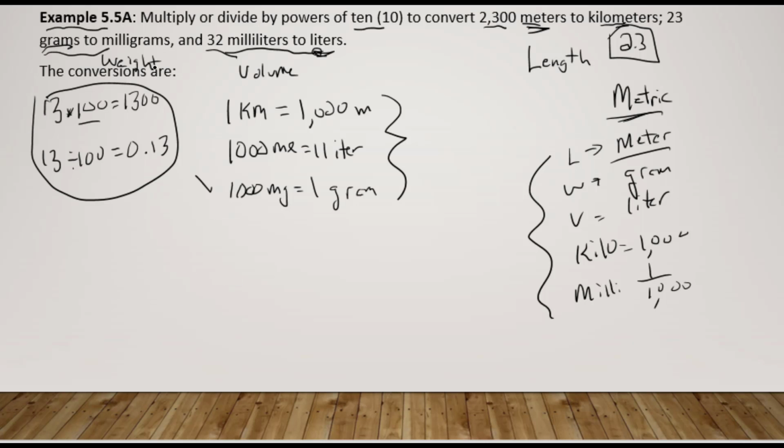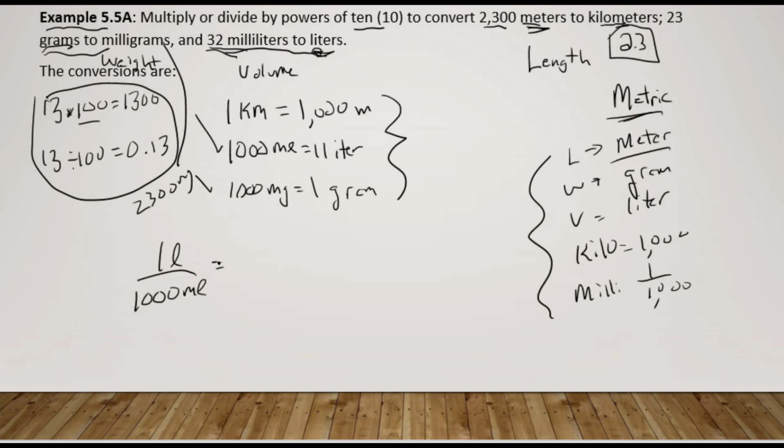I'll put that in here, and it's 2,300. And our last one is convert 32 milliliters to liters. Here's my conversion. And it doesn't matter what you put on the top. Let me put a liters on the top this time. 1 liter is the same as 1,000 milliliters.